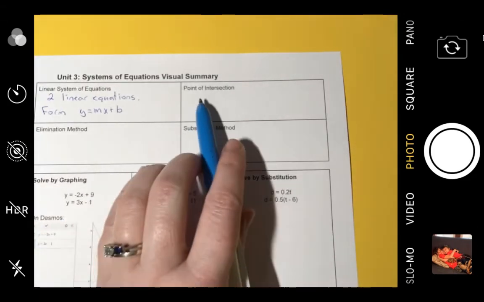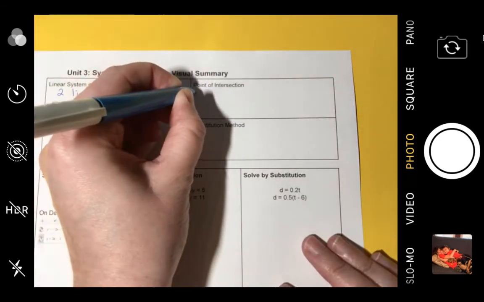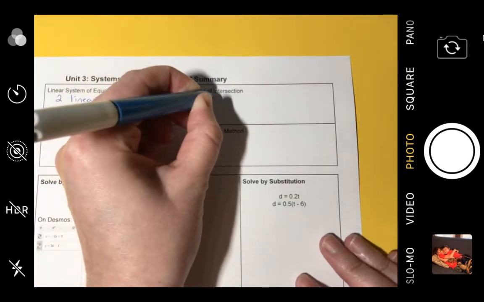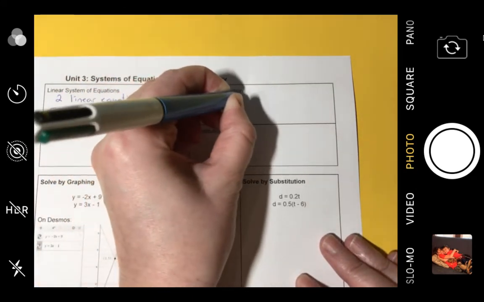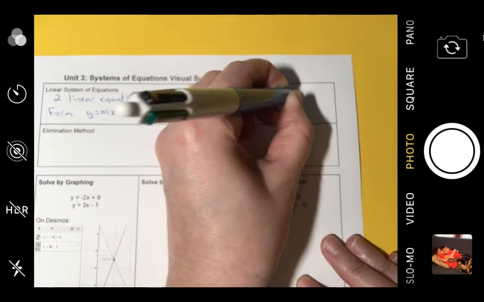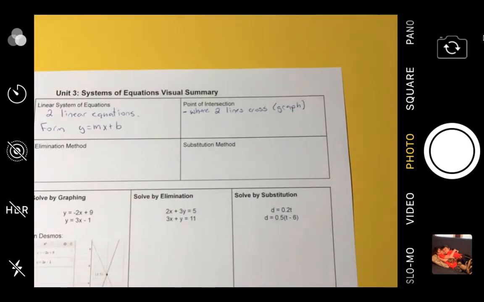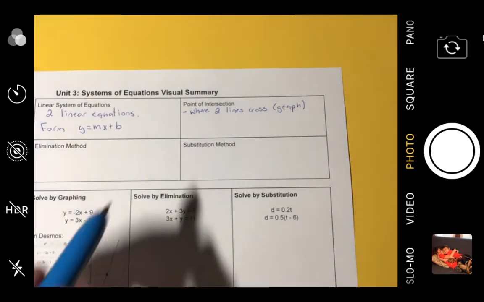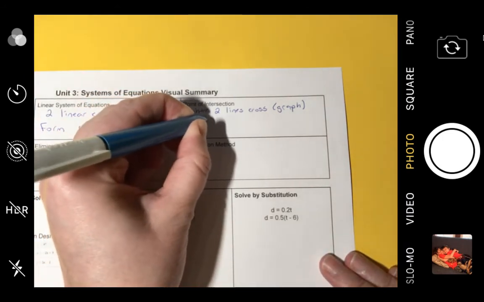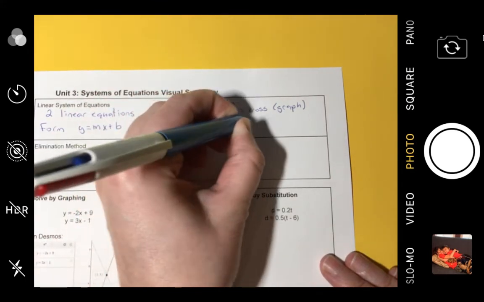Point of intersection, what is that? Well, when you think about a graph, it's where the two lines cross, right? Where two lines cross. I'm going to put graph in brackets because that's specifically for graphs, because this point of intersection is also known as the solution to a system, a linear system.